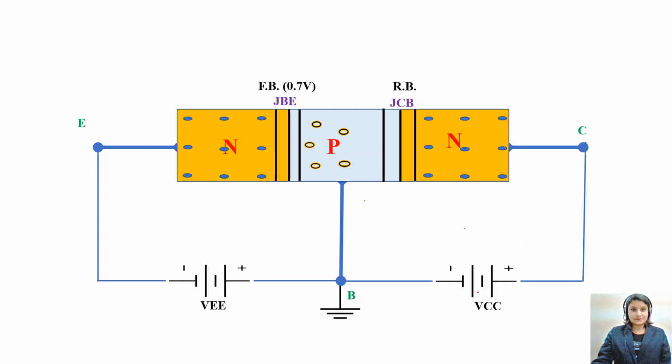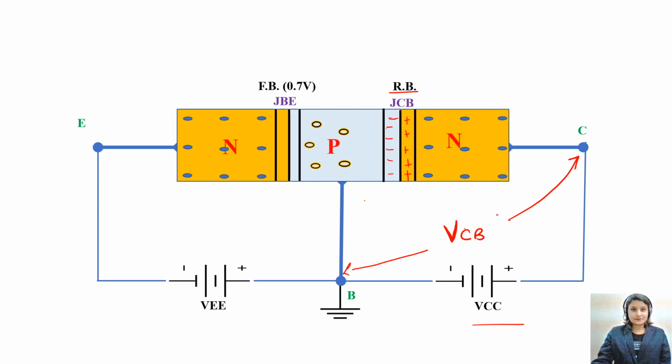Right? So if we apply this battery VCC, then the voltage developed across the transistor between collector and base will be VCB, right? So this VCB or VCC is required to make the reverse biased junction between collector and base. As this is reverse biased, you can see the depletion region like this here.